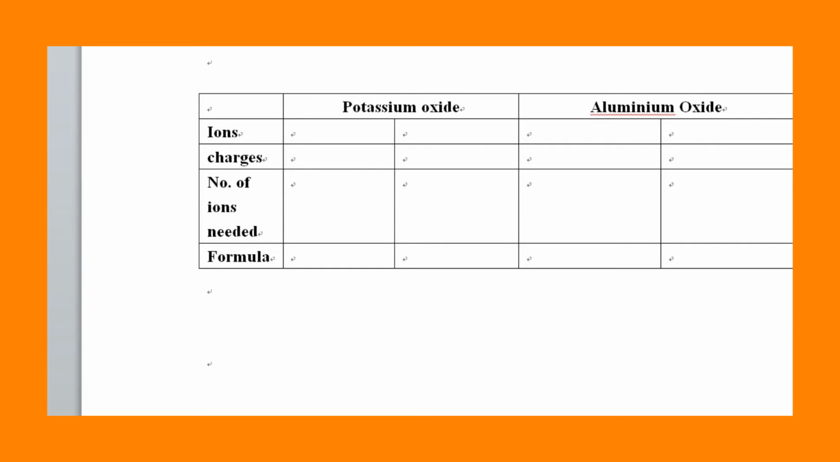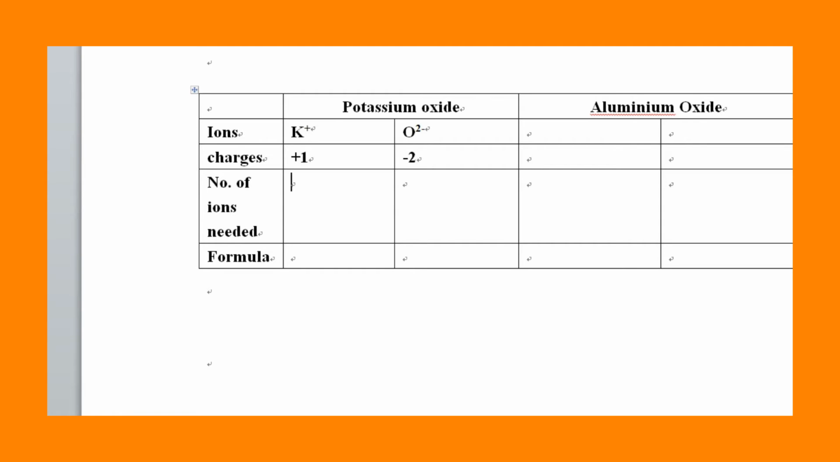Okay, now let's do a couple of examples. Here you have 2 ionic compounds, potassium oxide and aluminium oxide. We're going to break it down into its ions, charges, and number of ions needed, and finally we can work out the correct formula. So in potassium oxide you have 2 ions. You've got potassium, the symbol K, potassium ion, and it's a positive 1 charge because it is in group 1. And then oxygen or oxide ion, O, 2 minus, because it is in group 6 or group 16. So the charge is positive 1 here, negative 2.